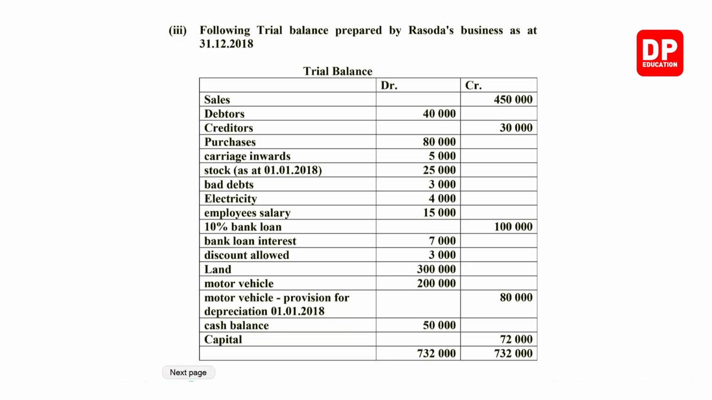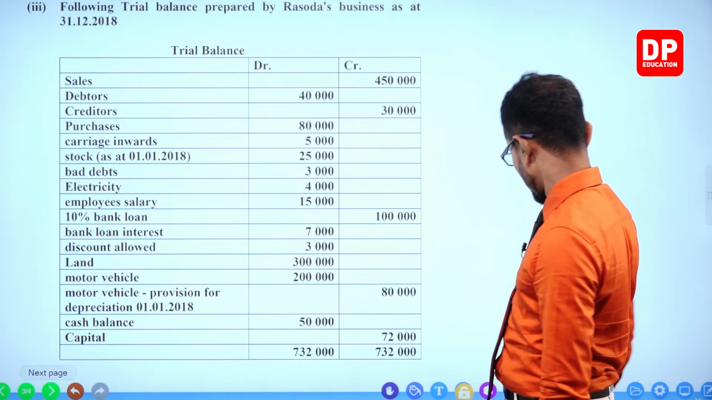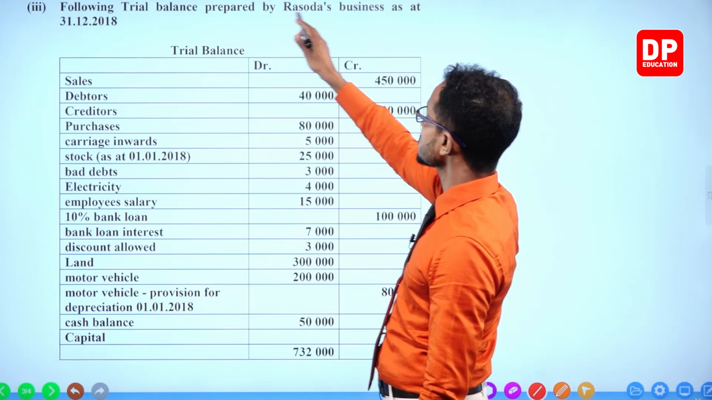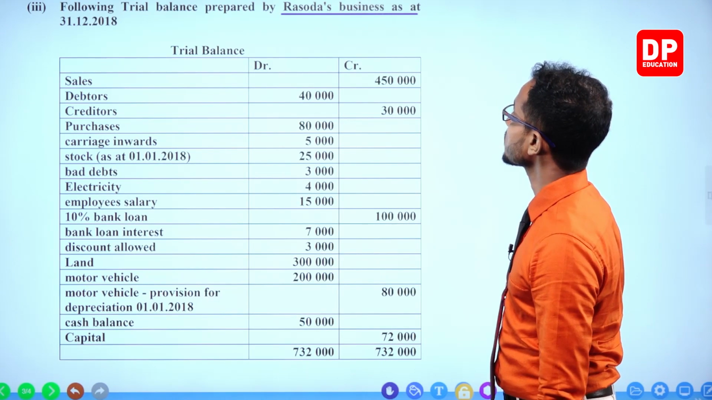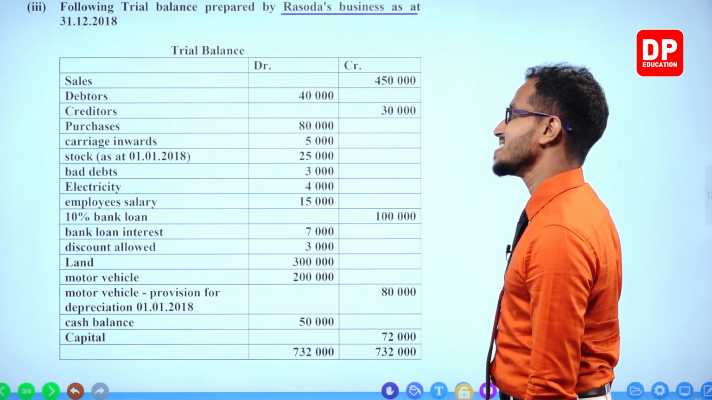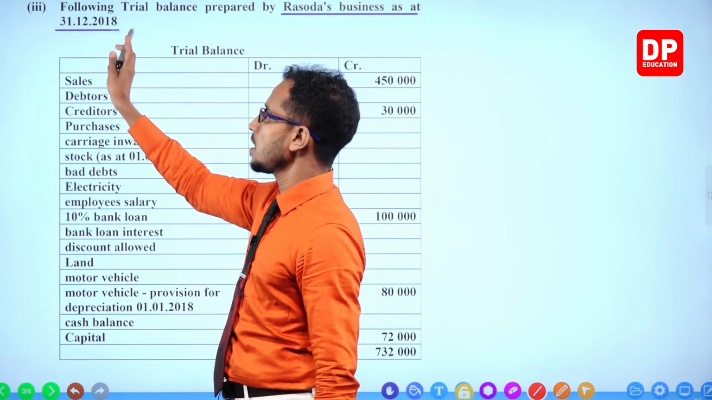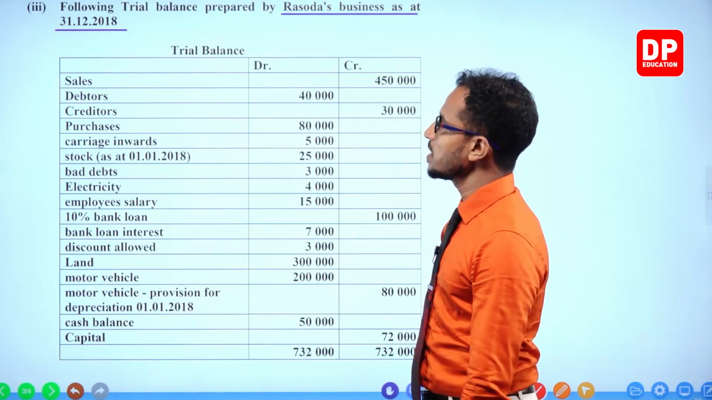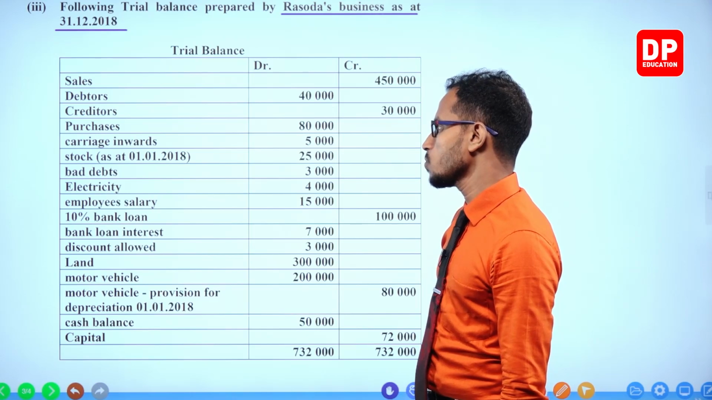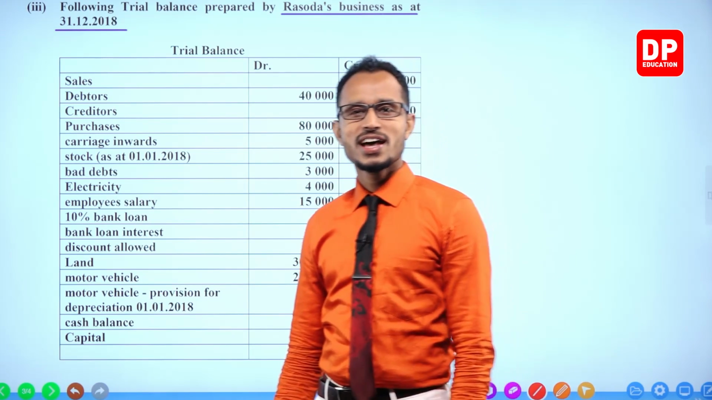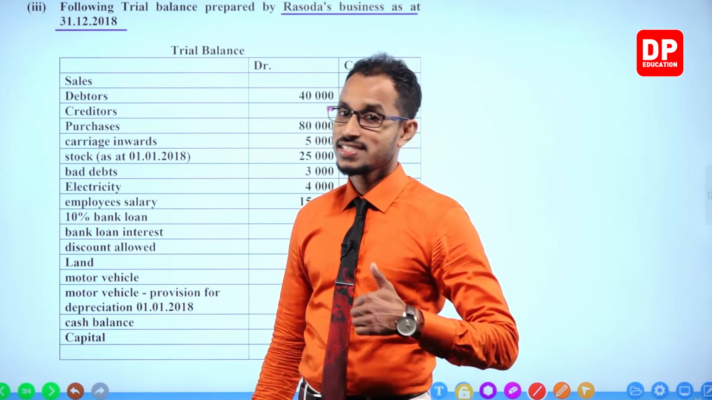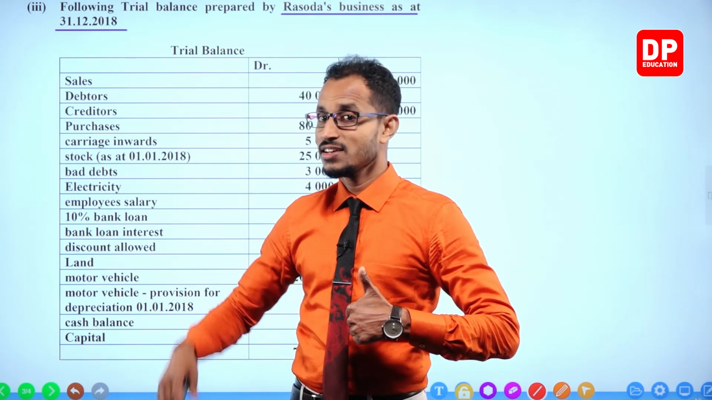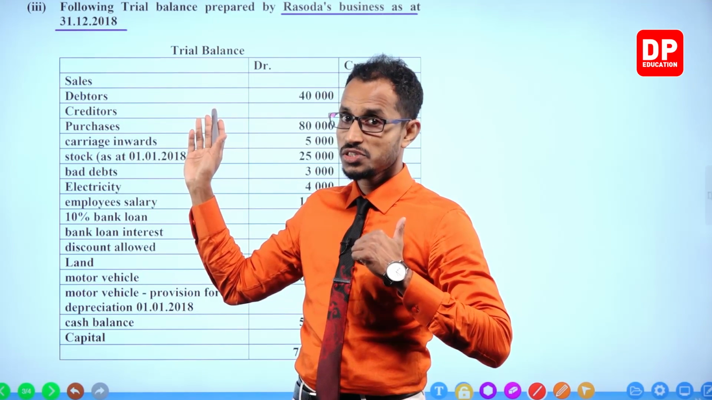Third part, following trial balance prepared by Rasoda's business as at 31st December 2018. All right, so when you see trial balance, you know that this is the financial statement question.